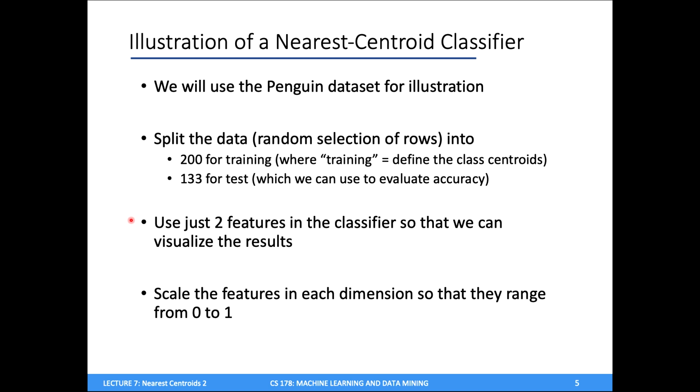In fact, I'm going to use just 2 features in my data set to help us visualize things, but of course you'll get better results if you use more of your data. I'm also going to scale my data so that all of the features lie between 0 and 1. As I demonstrated on Friday, this scaling can have a pretty significant impact on your model performance.